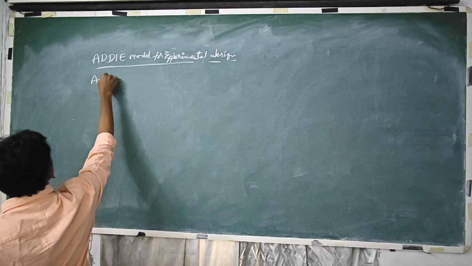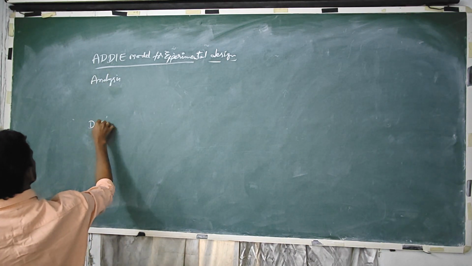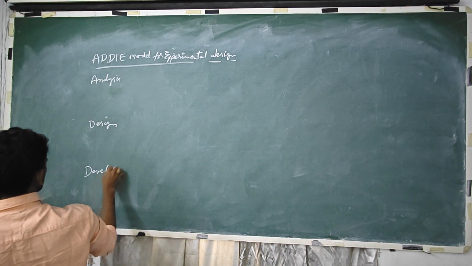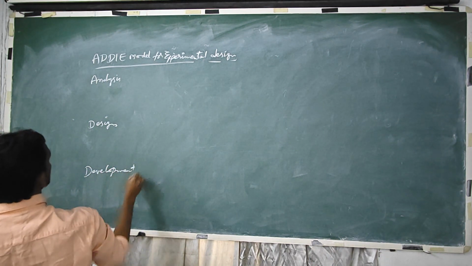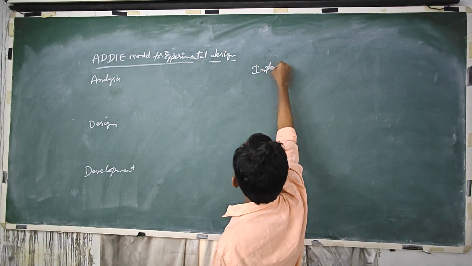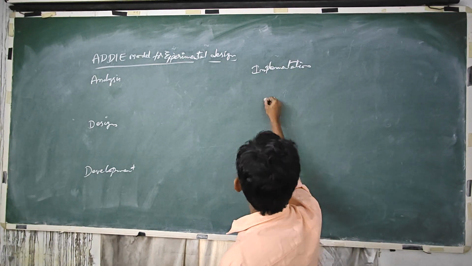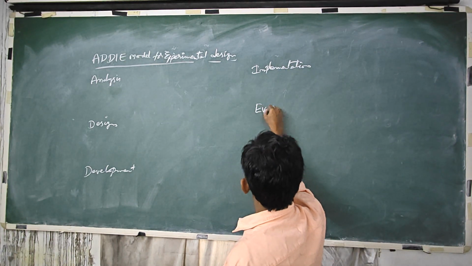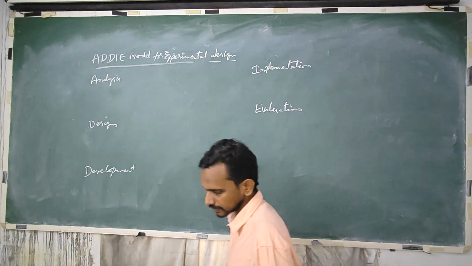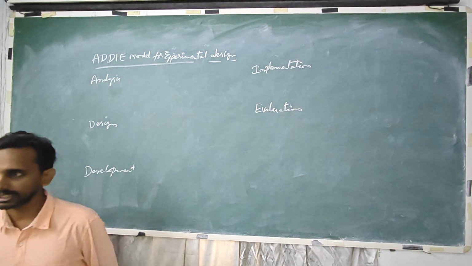So one is analysis, design, development, implementation, evaluation. So these are the 5 steps involved in designing an experiment.